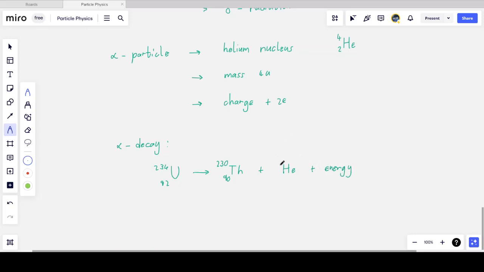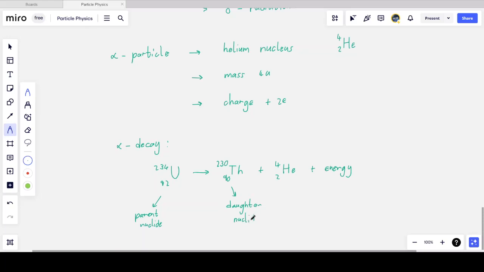So in this process, we have uranium-234 becoming thorium-230 plus the helium nucleus, 4 2 or 2 4, which is the alpha particle, plus some energy. Okay, and the uranium nucleus here is called the parent nuclide. It is the initial unstable atom. The daughter nuclide is the atom that is formed. This is just some terminology.